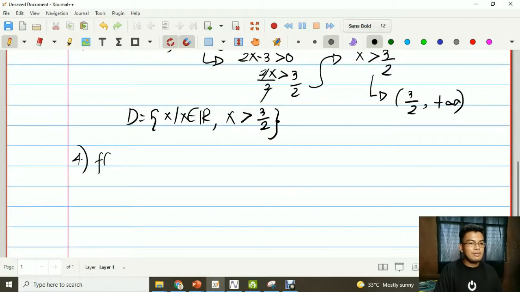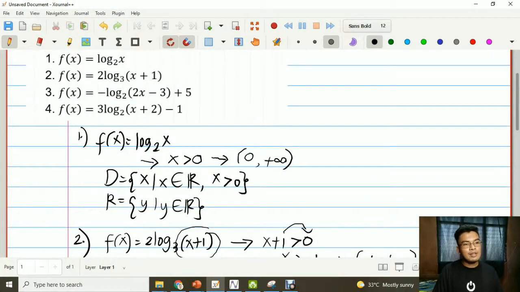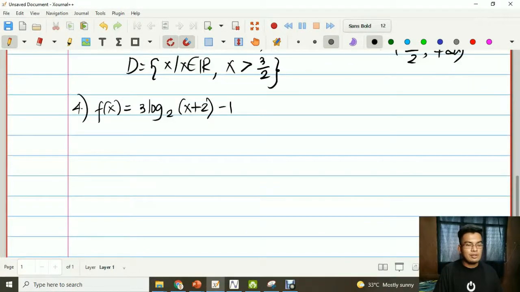So this will be f of x is equal to 3 times log base 2 of x plus 2, minus 1. I-double check lang natin. 3 times log base 2 of x plus 2, minus 1. So, ito yung hahanapin natin ng domain at range. Consider natin ito. So, x plus 2, lagyan natin ng greater than 0. So, solving for this, we transpose positive 2, it will become x is greater than negative 2.